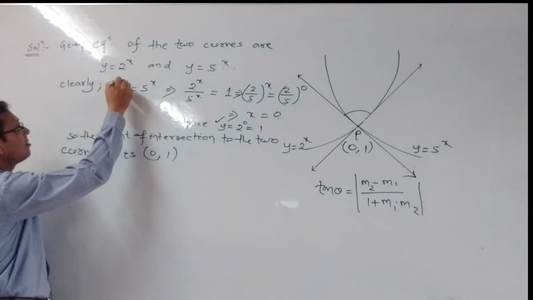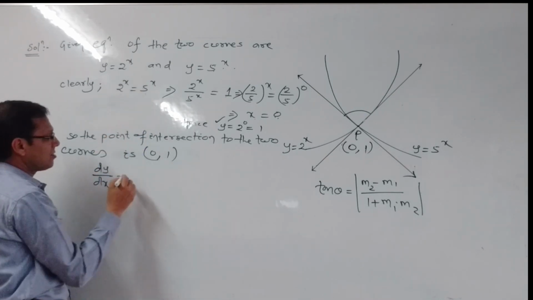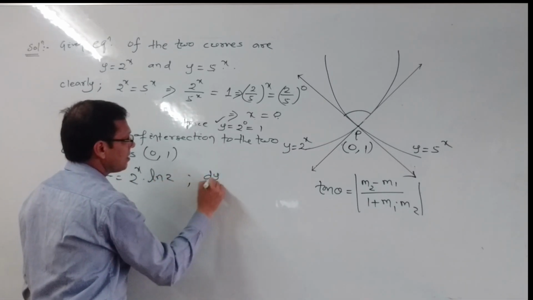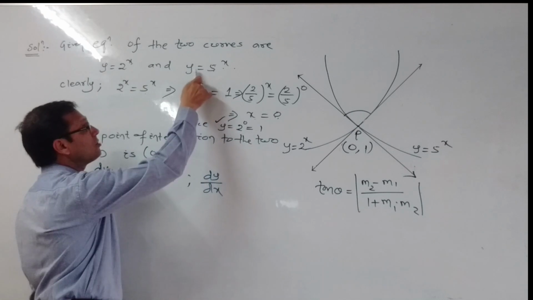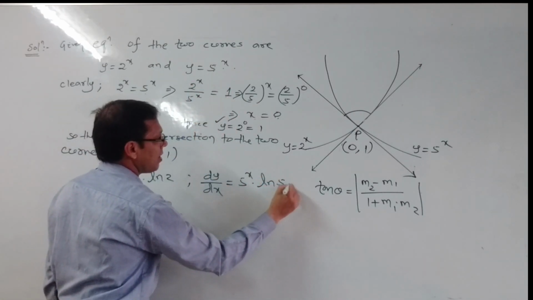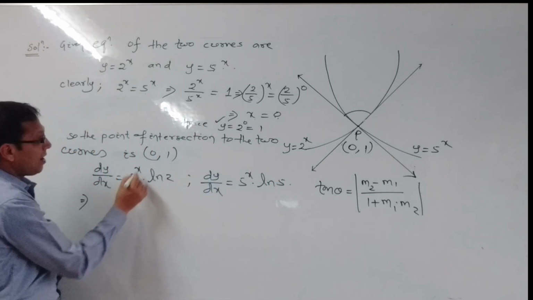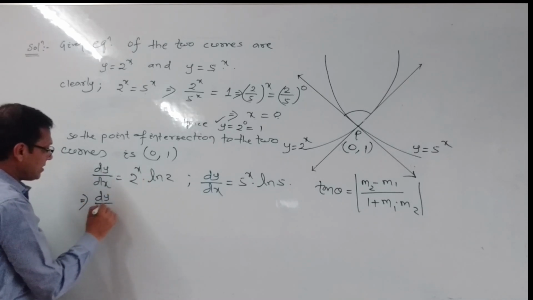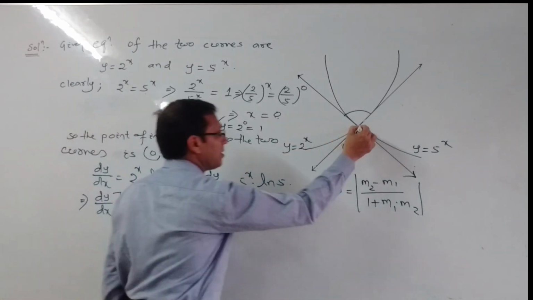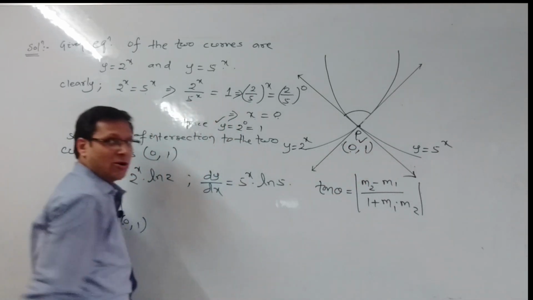Now you have to find the derivative, dy/dx, that is the slope of the tangent. For the first curve, dy/dx is 2^(πx) · π · ln 2, and for the second curve, dy/dx is 5^(πx) · π · ln 5. Okay, we have found dy/dx. Now we have to find dy/dx at the point (0, 1), that is, the slope of the tangent to the first curve at the point of intersection of the two curves.